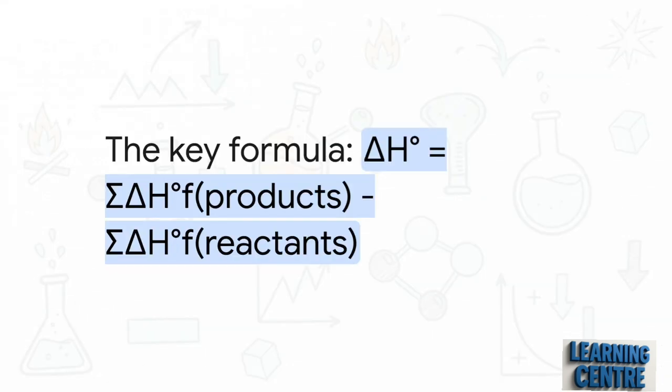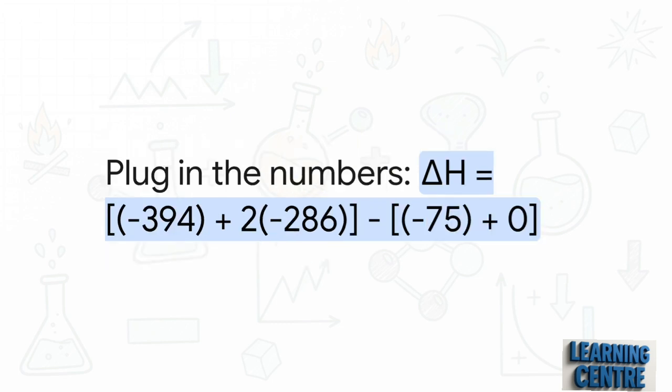Here it is, the key formula. Now, I know it might look a little intense with those Greek letters, but the concept is unbelievably simple. All this is saying is that the total energy change of the reaction is the energy of everything you finished with minus the energy of everything you started with. It's just like our hike, final altitude minus starting altitude. That's it.